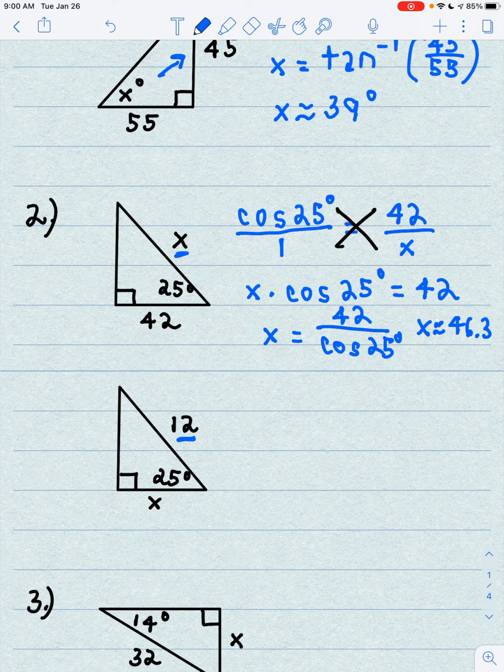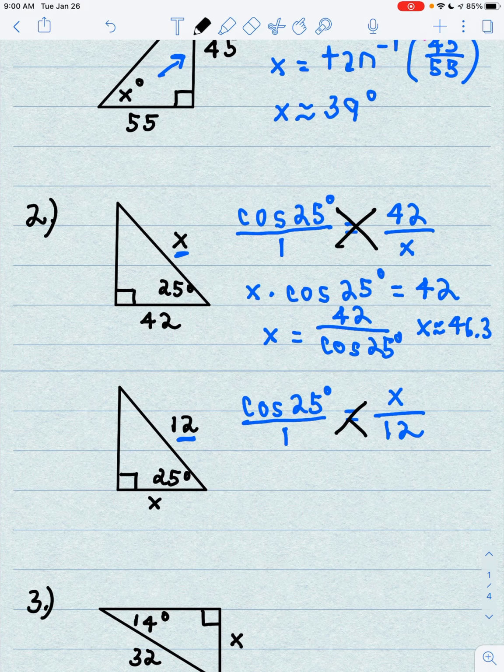Again, the hypotenuse is involved as well as the adjacent side. So that's cosine. The cosine of 25 degrees over 1, same angle, is equal to the adjacent side, which is x, over the hypotenuse, which is 12. So this time we knew the hypotenuse, we didn't know the adjacent side.